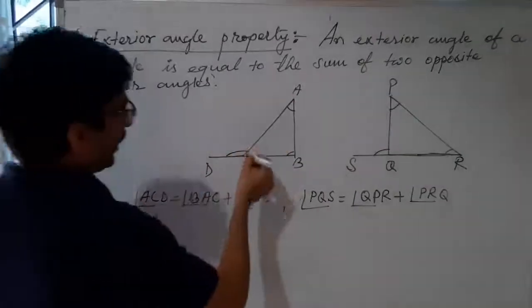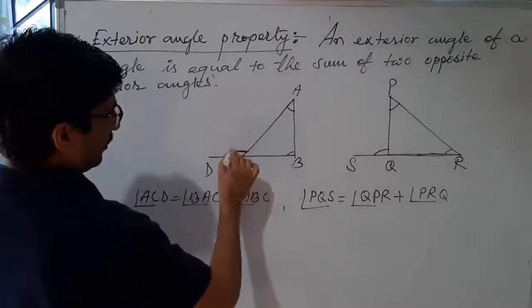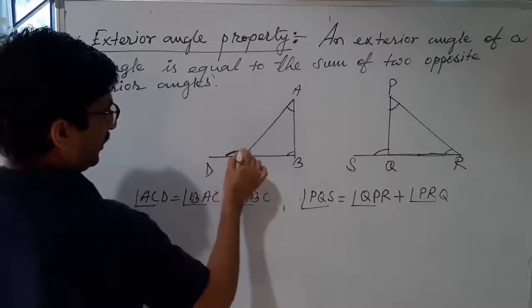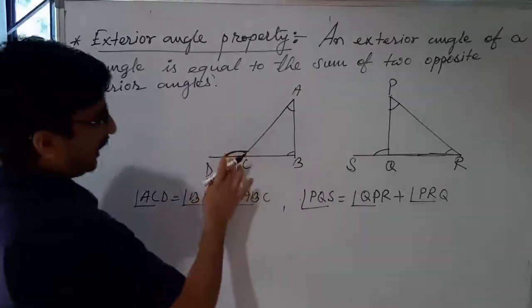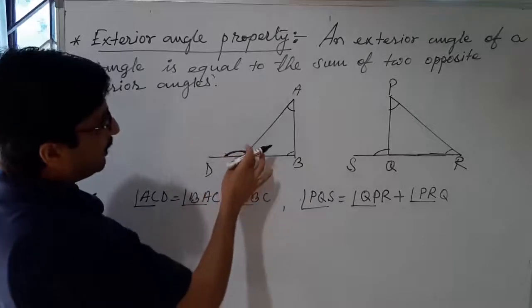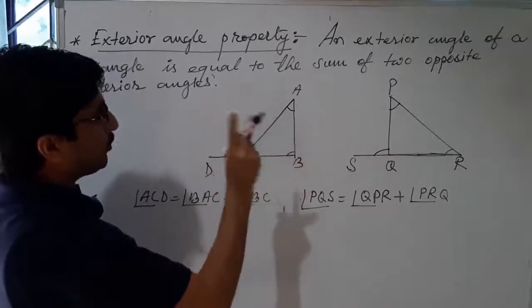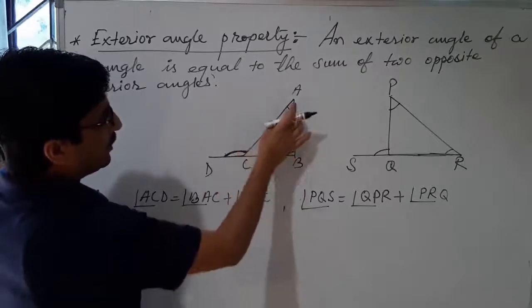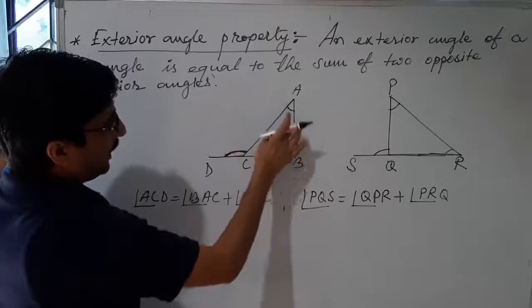Now ABC is the triangle, and this angle ACD is the exterior angle. An exterior angle of a triangle is equal to the sum of the two opposite interior angles. There are three interior angles, and for this exterior angle, the opposite interior angles are these two, angle A and angle B.